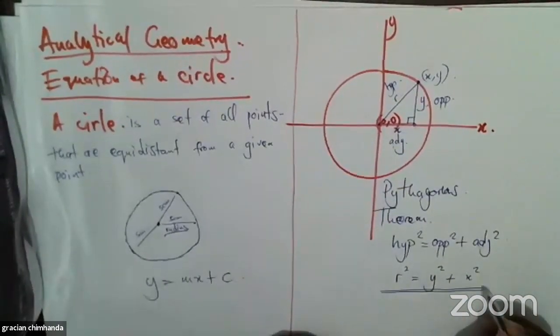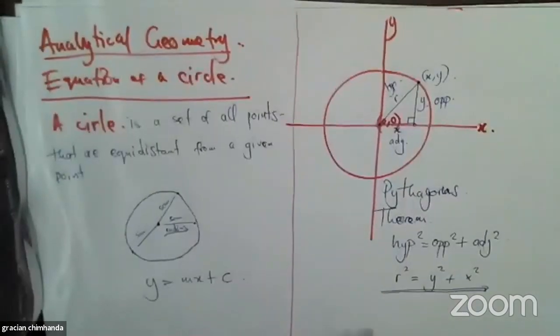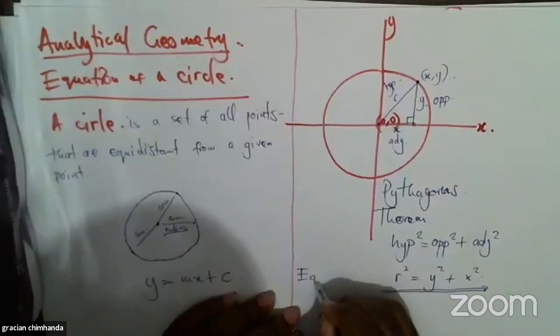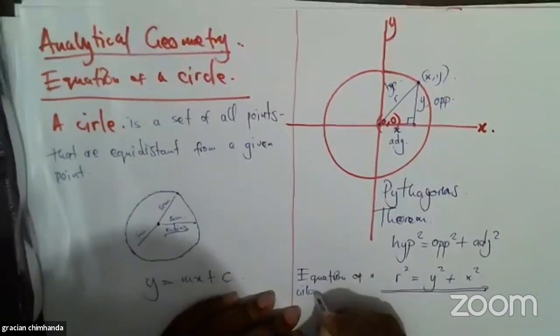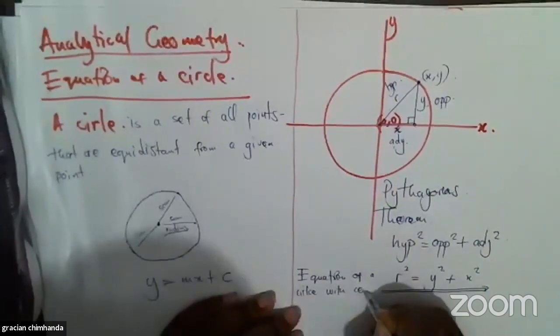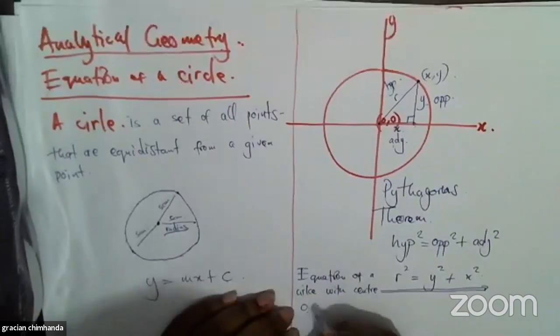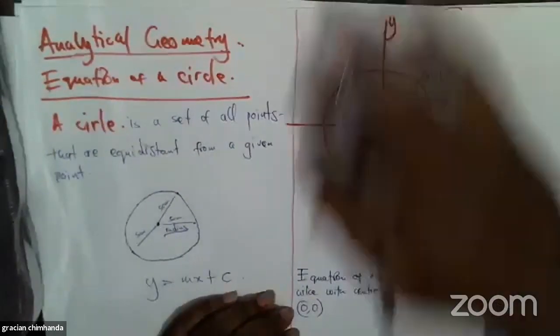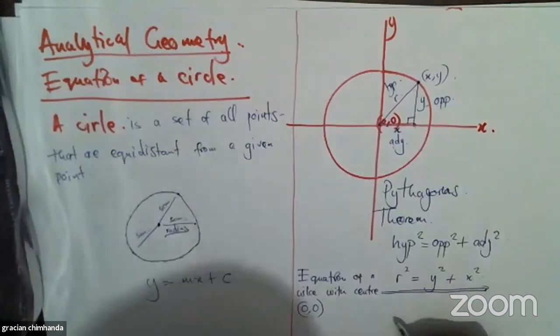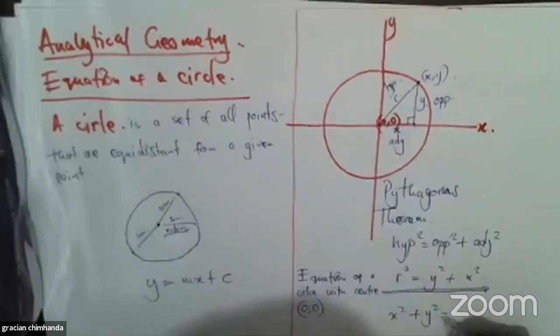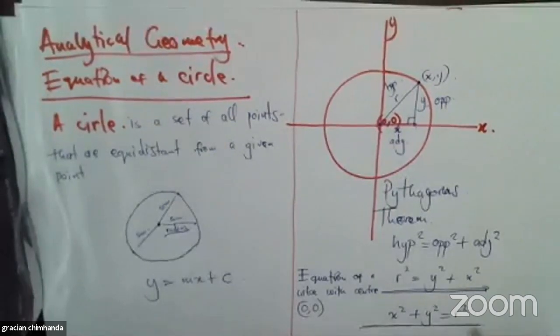So this is the relationship that we can create from a circle. This becomes the equation of a circle with center 0 and 0. So we can rewrite it as x squared plus y squared equals r squared. That is the equation of a circle with center 0 and 0, which is the origin.